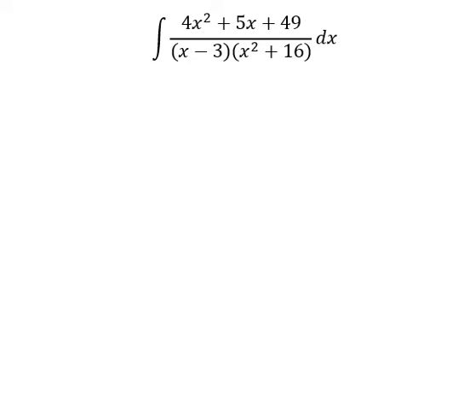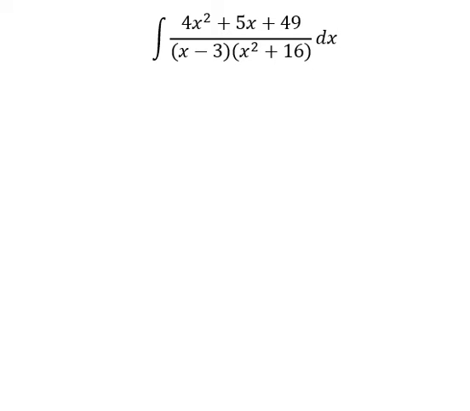Hello everybody. Today I will talk about calculus. The topic today is about integration. Now I will show you how to answer.